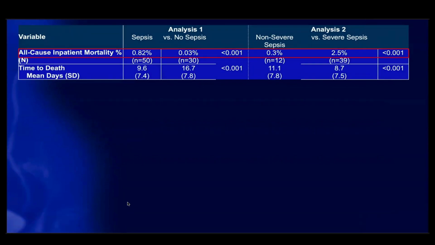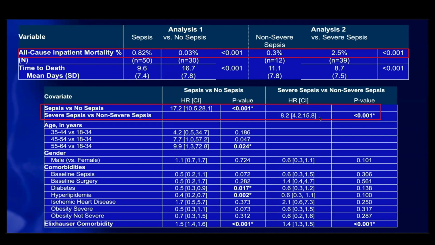Basically what we found was the overall rate of mortality in patients who don't go into sepsis. So the regular patient who doesn't go into sepsis, the all-cause inpatient mortality was 0.03%, which is quite low, which makes sense. However, if you have a septic event, that goes up to 0.82%. And if you have a severe sepsis event, it goes up to 2.5%. The interesting thing here is it's a safe procedure, as we mentioned, as long as you don't have sepsis. If you don't have sepsis, your rate of mortality is very low. If you have a septic event, however, your hazard ratio is 17 times in terms of mortality. So it's really important to try to avoid a septic event.